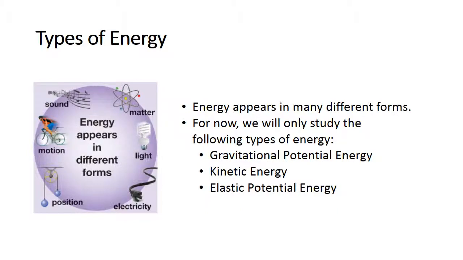In today's video, we're going to talk about some different types of energy. There are many different types of energy around us. There's sound energy, energy stored in matter, light energy, energy with motion. Energy takes many different forms, but for now we're only going to talk about three different types of energy: gravitational potential energy, kinetic energy, and elastic potential energy. This video will focus on the first two types of energy.